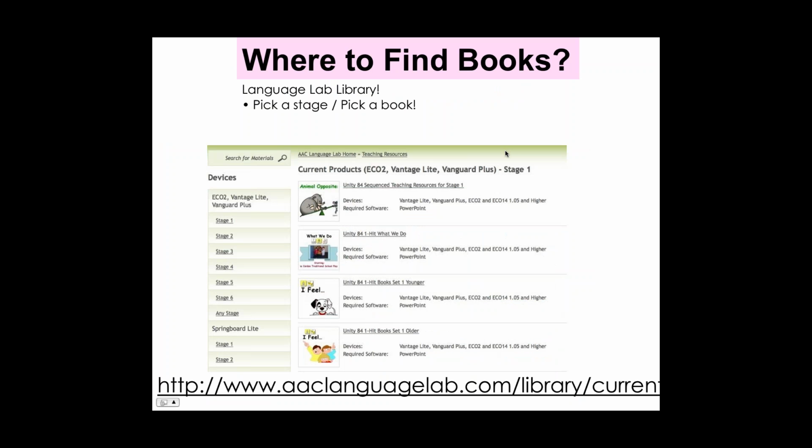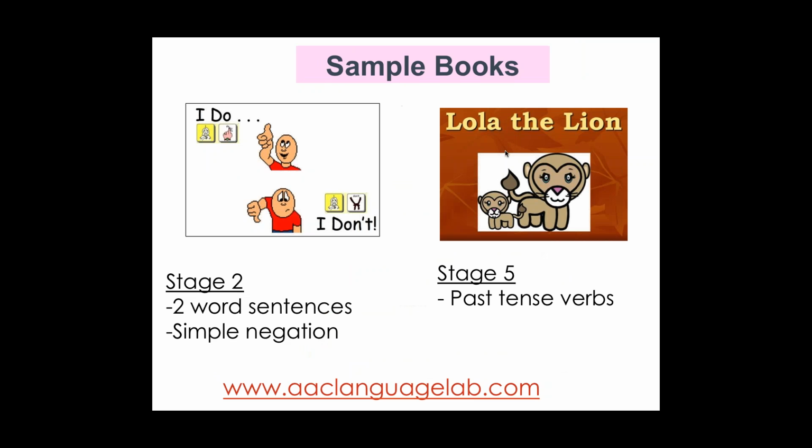So here's just some examples of sample books. I Do, I Don't. That's a stage 2 based on typically developing children's language stages. And stage 2 means that we're looking at 2-word sentences and simple negation. And then there's a stage 5 one that looks at, for example, past tense verbs.